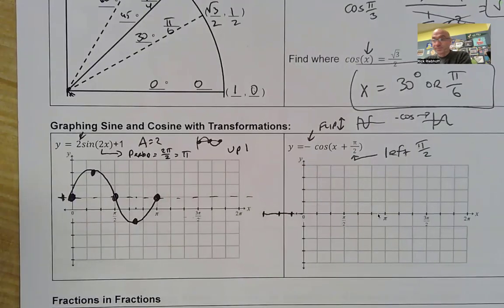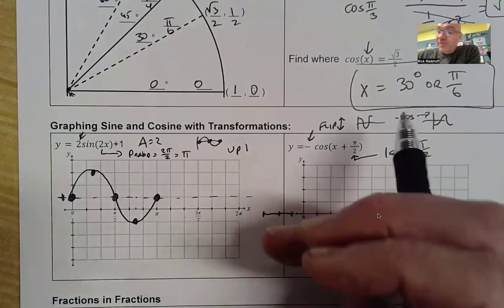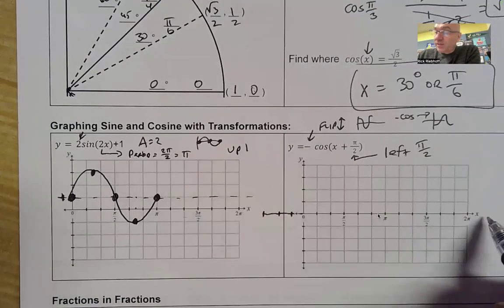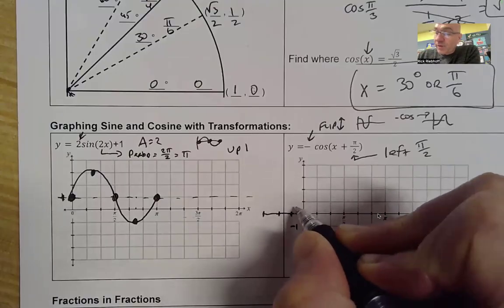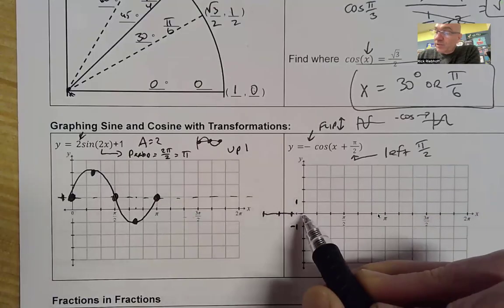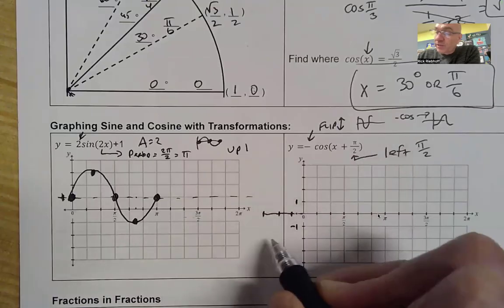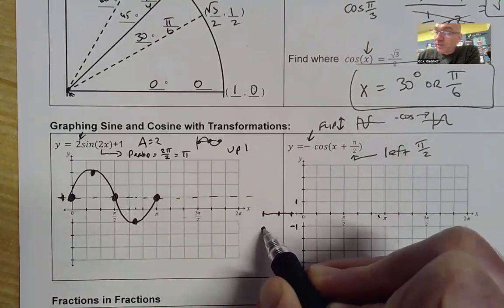So we'll just make this go over a little bit more. That'll help us out. All right, cosine is not moving up or down, so the midline's still here. I'm just going to make this -1 and this +1. So we're going to start at the lowest, which will be -1 here, right?